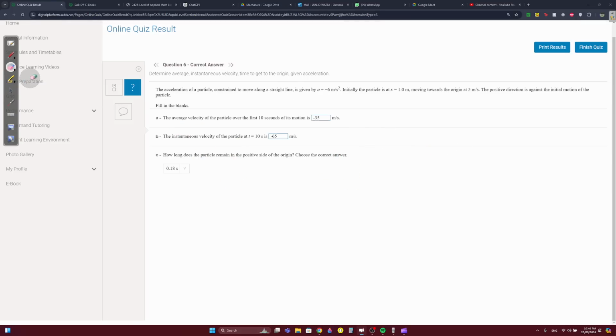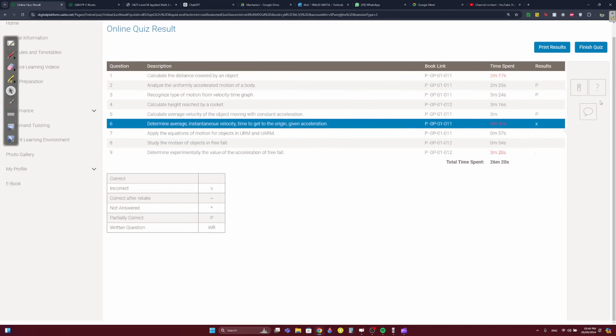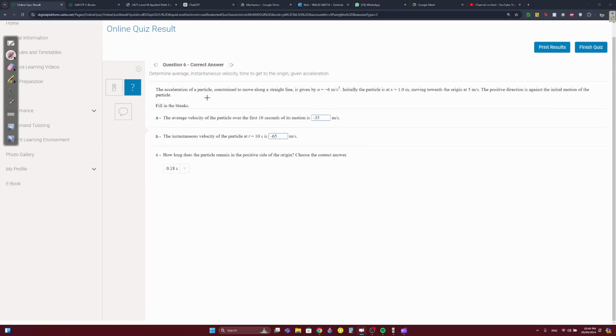Question 6. This quiz is long, 9 questions. The acceleration of a particle constrained to move along a straight line is -6. So a is -6. The way they worded this question really annoyed me, that's why I got it wrong. Initially, the particle is at x equals 1, so x0 equals 1 meter.